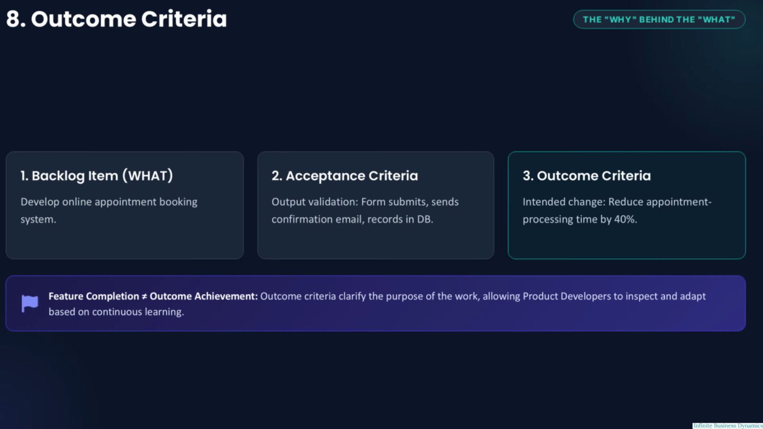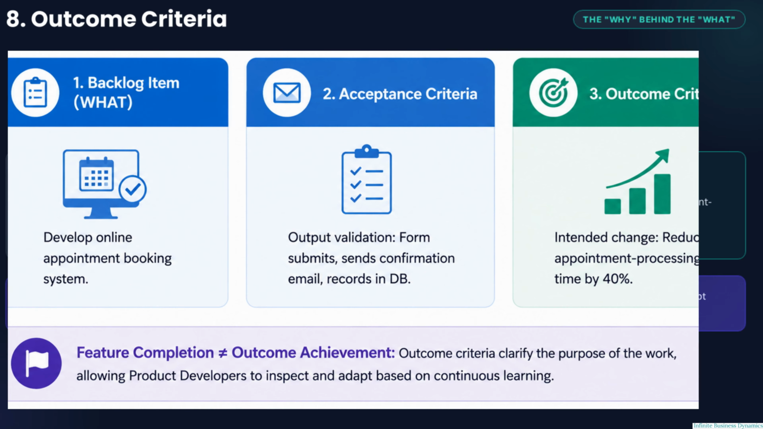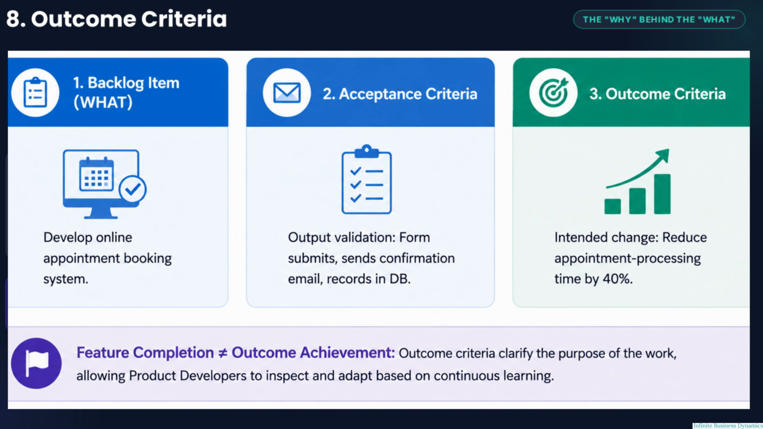Now that we have distinguished output from outcome and established how an outcome can be considered done, we can look at how outcome thinking is applied to individual pieces of work. The product backlog item describes what we intend to build. In this example, the item is an online appointment booking system. Acceptance criteria then validate whether the feature works as specified. For example, the form should submit successfully, send a confirmation email, and record the information in the database.